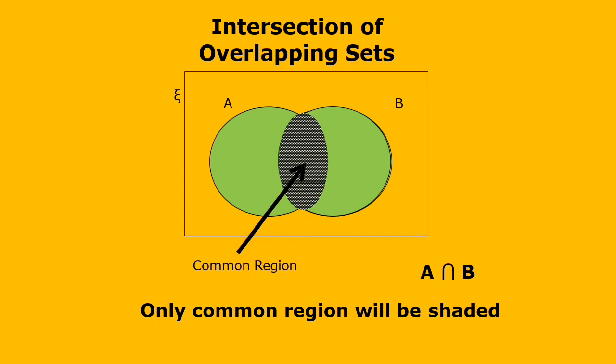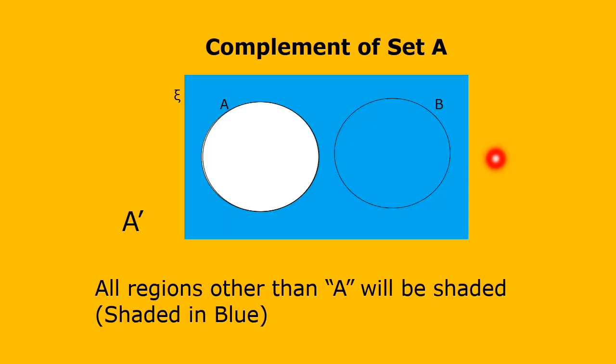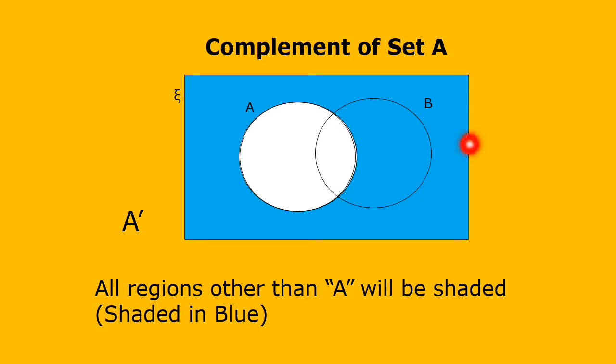Okay students, complement means that once you have to take the complement of set A, then complement means all the area which is outside the set A. So once you are shading the area which is the complement of A, all regions other than A will be shaded. So you can see that the area which is in blue color is known as the complement of set A. And similarly, when these are overlapping sets, once again the complement of set A is all the area which is outside the set A.